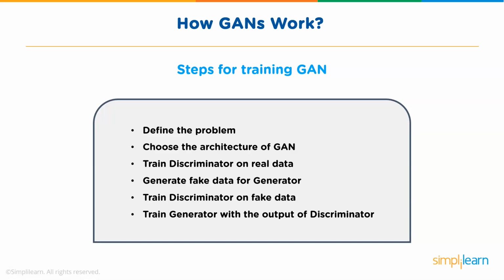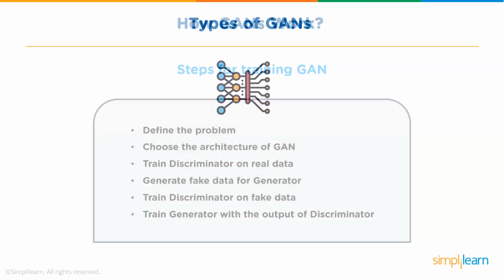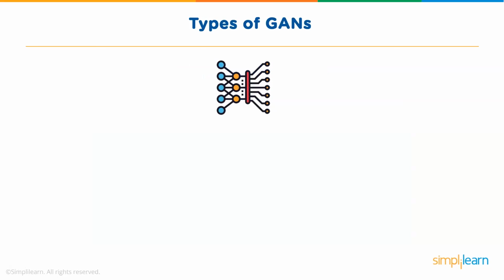Next, you need to generate fake inputs for the generator. After that, you need to train the discriminator on fake data to predict the generator data as fake. Finally, train the generator on the output of discriminator. With the discriminator predictions available, train the generator to fool the discriminator. Let us now look at the different types of GANs.